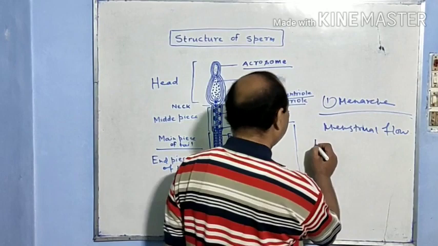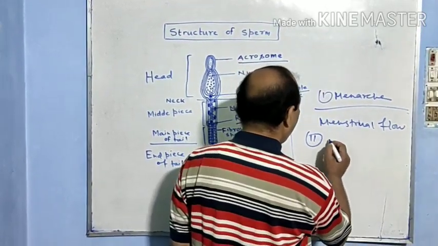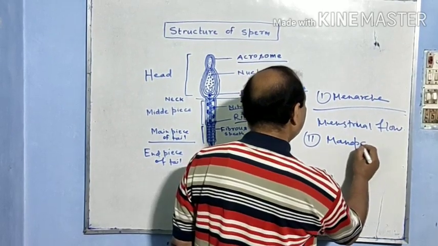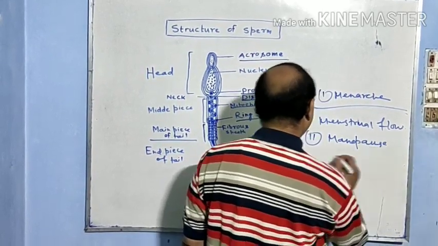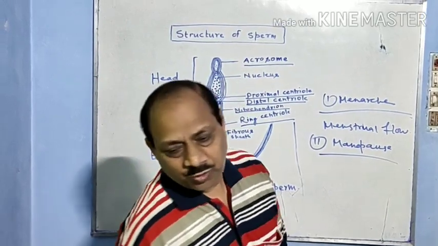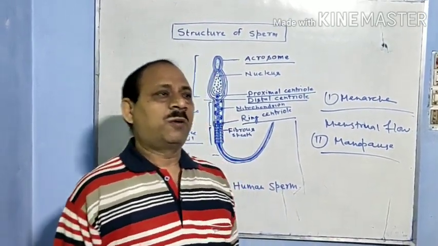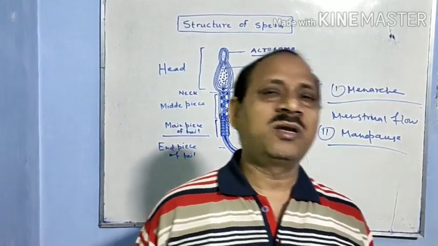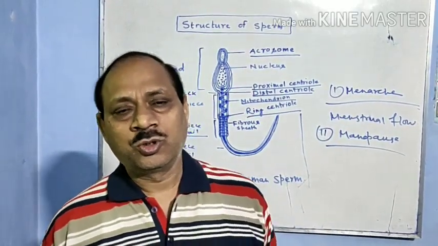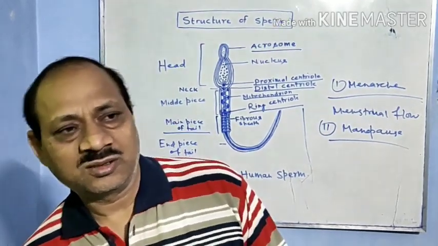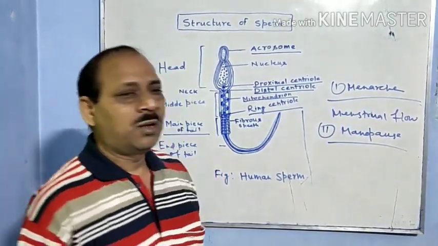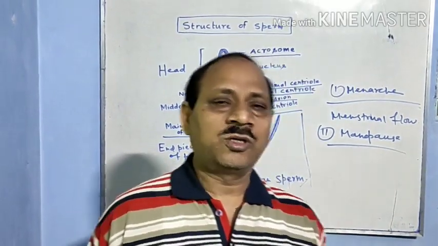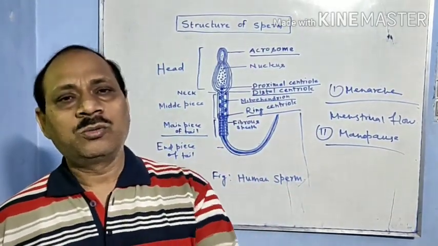Since it repeated in each month, so it is known as menstrual cycle. Next term, menopause. In female human, after a certain age, menstrual flow permanently stops. So we can define it: permanent stoppage of menstrual flow is known as menopause.